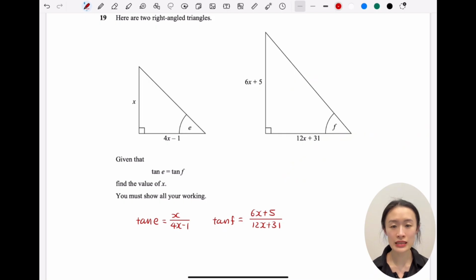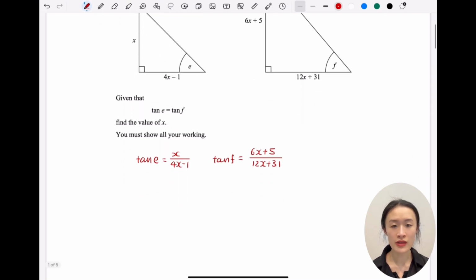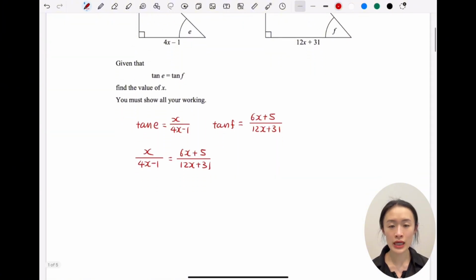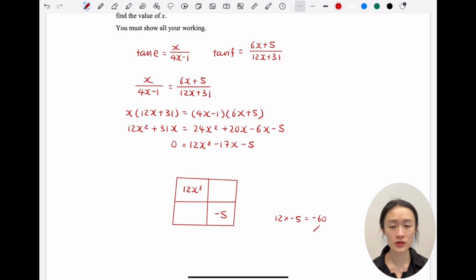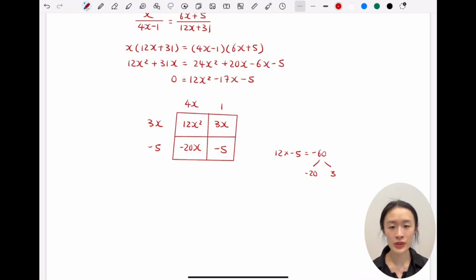Now we are told that these two ratios are equal to each other, therefore we can equate the two fractions and solve for x. So what we can do is to cross multiply, expand the bracket, collect the like terms, and then in the end we can solve this quadratic by using Farmer's field. After we put the terms into the Farmer's field, we can factorize out the common factor, and we have 3x subtract 5, 4x plus 1. By using the zero trick, we can solve x for 5 over 3 or negative a quarter.